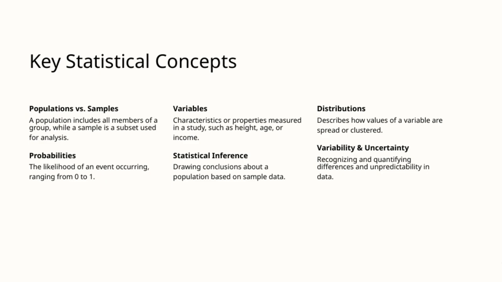Now, there's an important distinction between populations and samples. A population includes all members of a group we're interested in, while a sample is just a subset, a smaller group we analyze to learn about the whole. Lastly, probabilities tell us the likelihood of an event happening, and this value ranges from 0, meaning impossible, up to 1, meaning certain. Understanding these concepts helps us interpret data more effectively and make informed decisions.